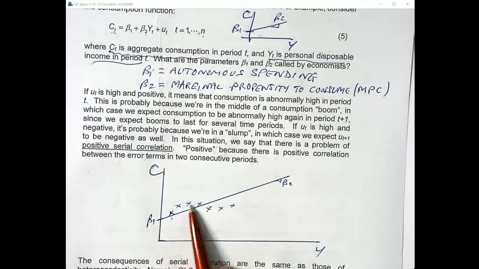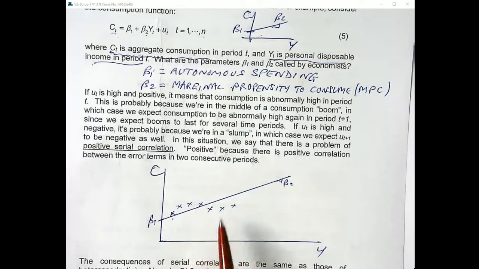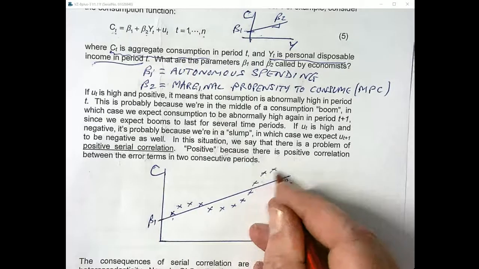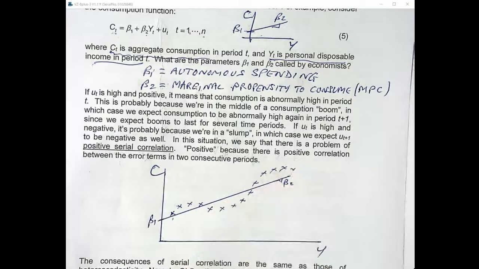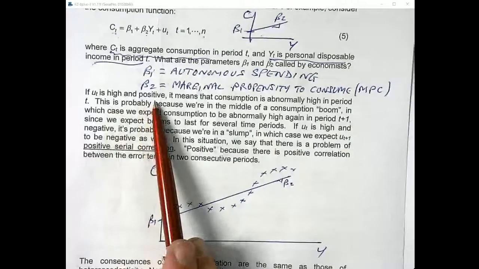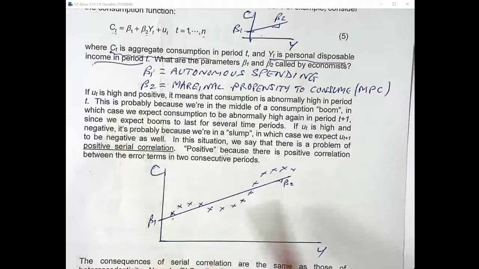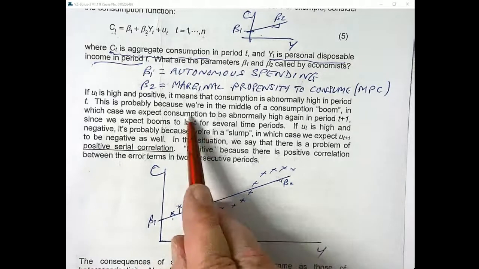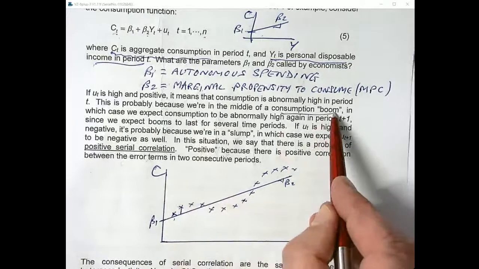That is, we have a sequence of observations above the consumption function, followed by a sequence below, followed by another sequence above, and so on. If U_t is high and positive, it means that consumption is abnormally high in period t. So you see there, consumption is abnormally high. And why is consumption abnormally high? It's probably because we're in the middle of a consumption boom.